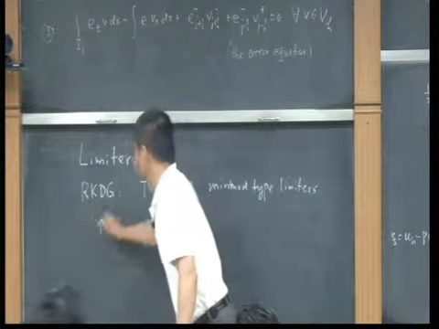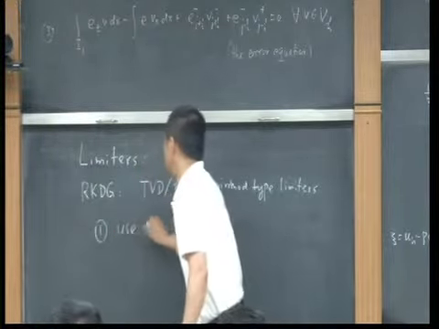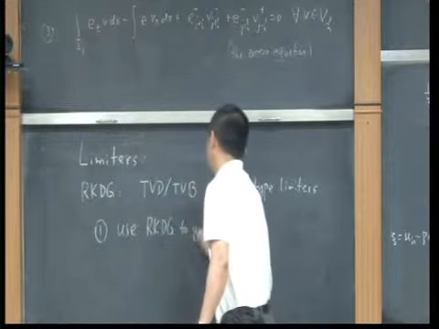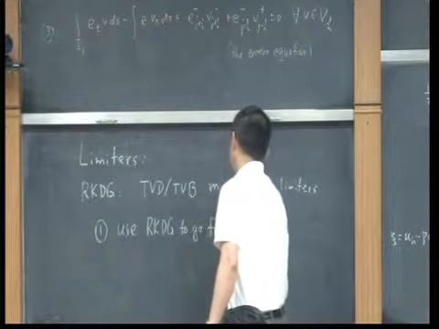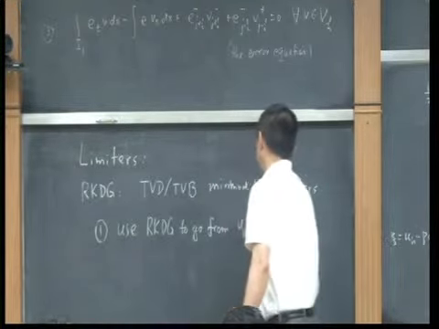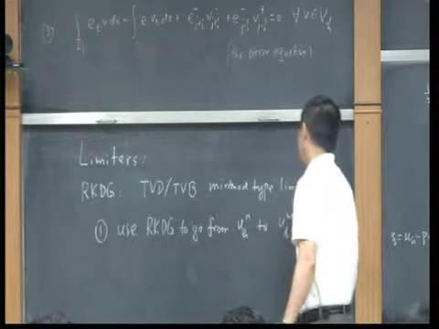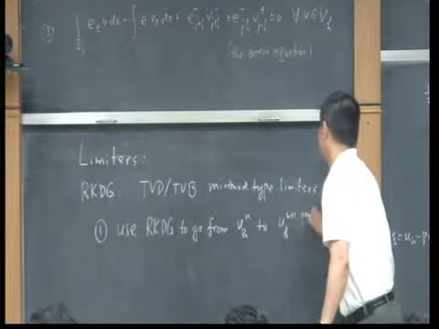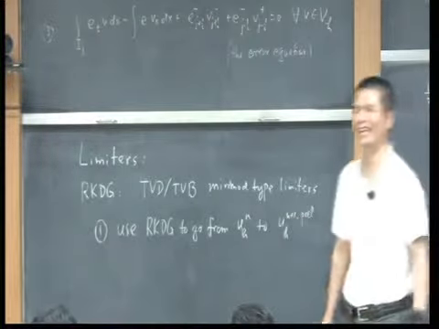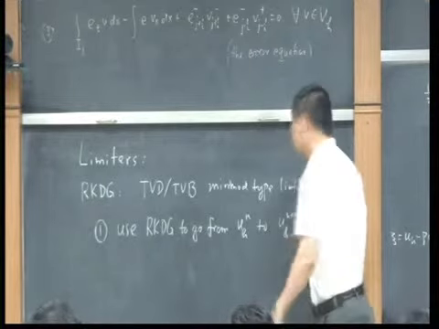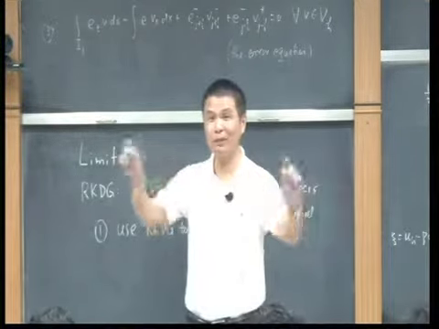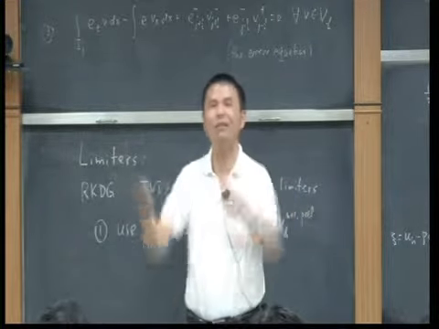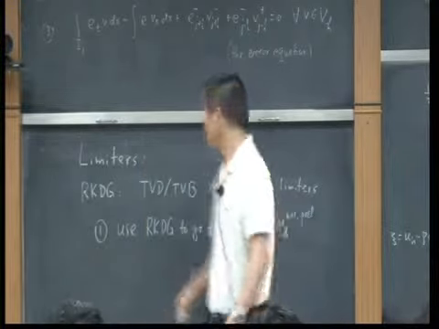First step, you use the regular Runge-Kutta DG to go from u_h^n to u_h^{n+1}, but let's say preliminary. So you get this next time level piecewise polynomial, but you don't use it for the next time step yet. This is something you put there. You may still need to change it.